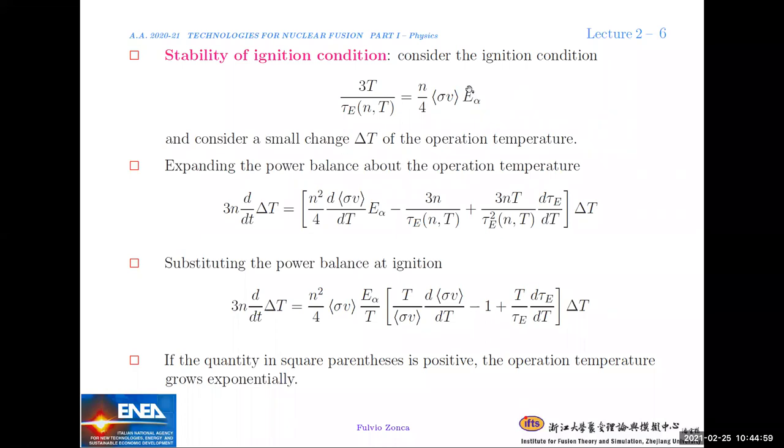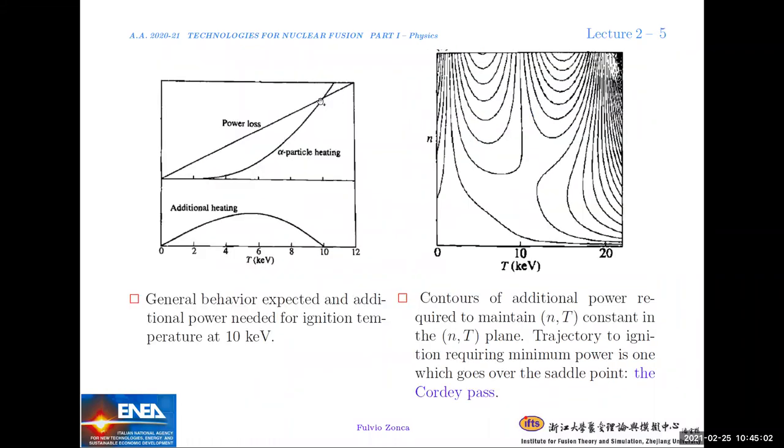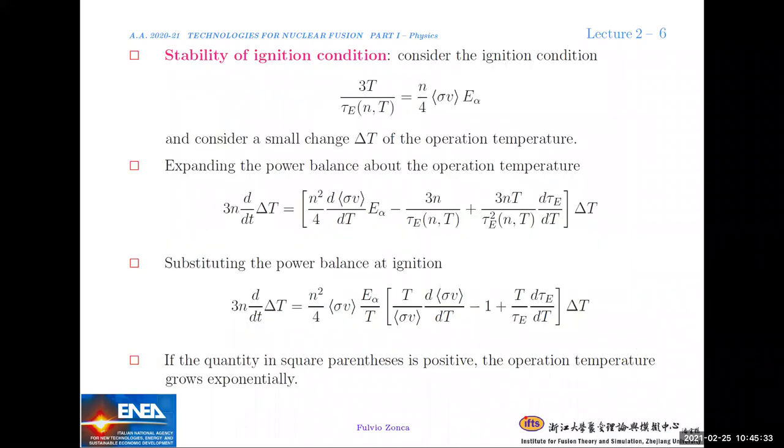Now, once you have approached ignition, the question is that we go into the ignition condition when alpha particle heating exceeds the power loss. Then at that point, what we know is that something takes place inside the plasma that needs to reorganize itself, right? Because essentially alpha particle heating will modify density and temperature to the point that they will not be stable. So this is not really a pleasant feature of a fusion plasma or of a reactor plasma.